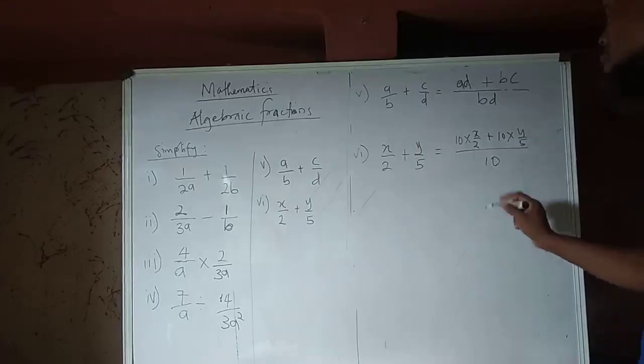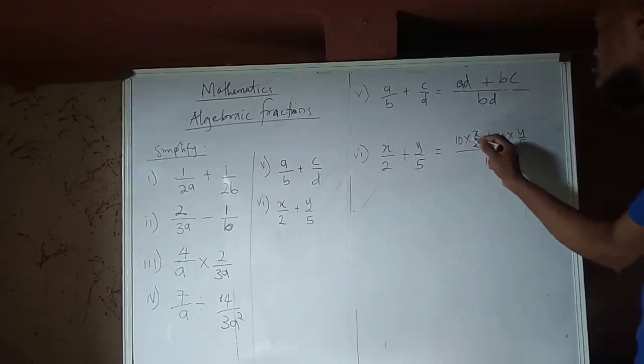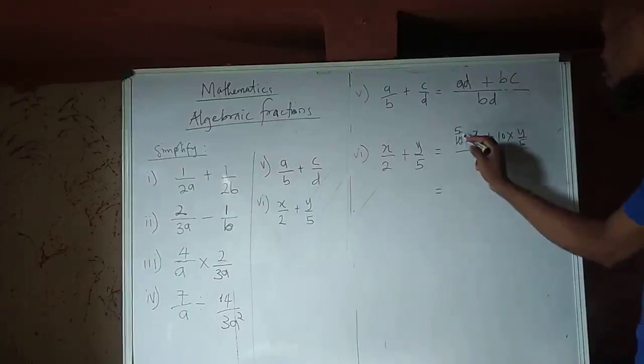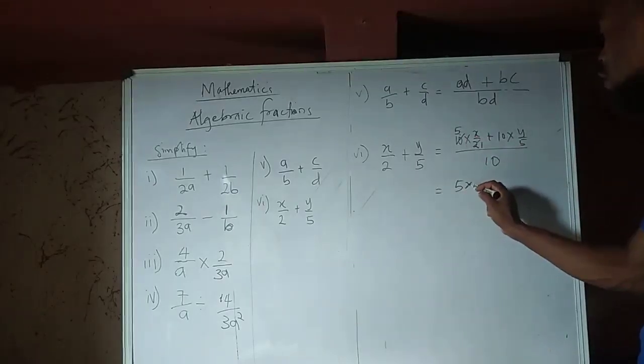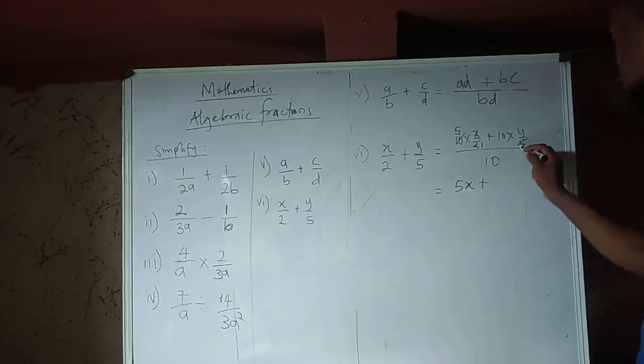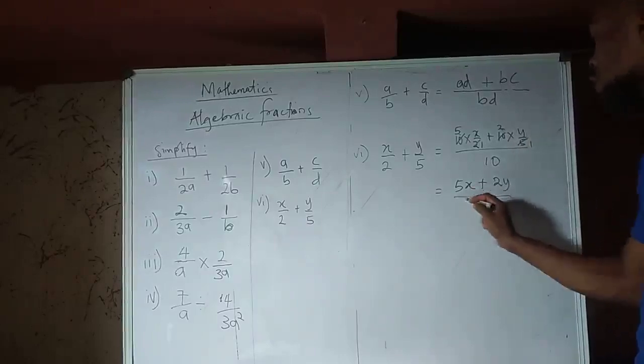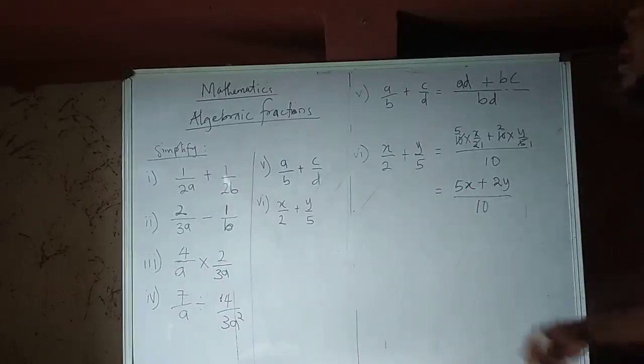You see this, right? So 2 here is going to be 1. 2 into the 10 will be 5. So 5 times x gives us 5x plus, 5 here is going to be 1. 5 into 10 will be 2. 2 times y will give us 2y. All of this divided by 10. Alright, so this is our solution here.